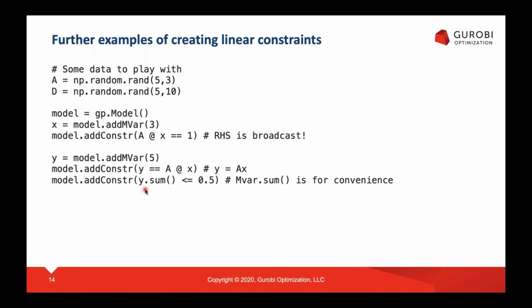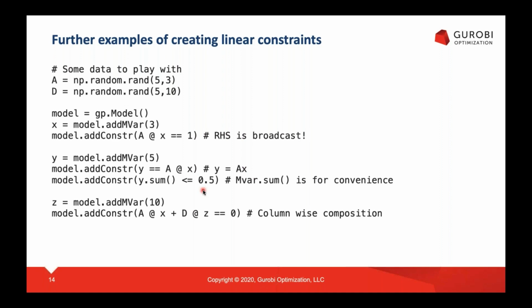And then, just to feature it, there's a convenience function that I at least need often for modeling. You can just write MVar.sum, and this will give you a linear expression that represents the sum of all the entries of the optimization variable you've invoked this method on. And we say it must be at most a half.